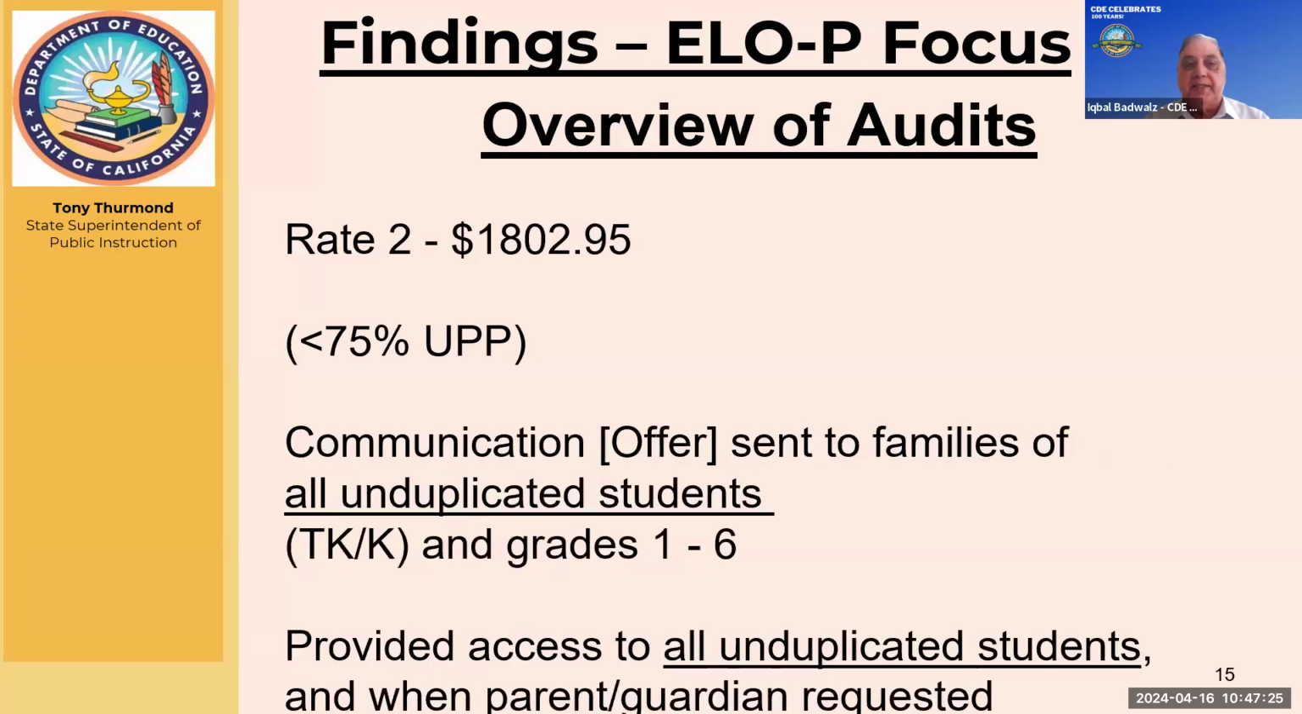So here's the difference. This is rate 2. When an LEA has less than 75% UPP, the rate is lower. It's $1,802.95 for the 23-24 school year. And communication needs to be sent to families of all unduplicated students, TK through K grades, as well as grades 1 through 6. Provide access to all unduplicated students, and when parents or guardians request.